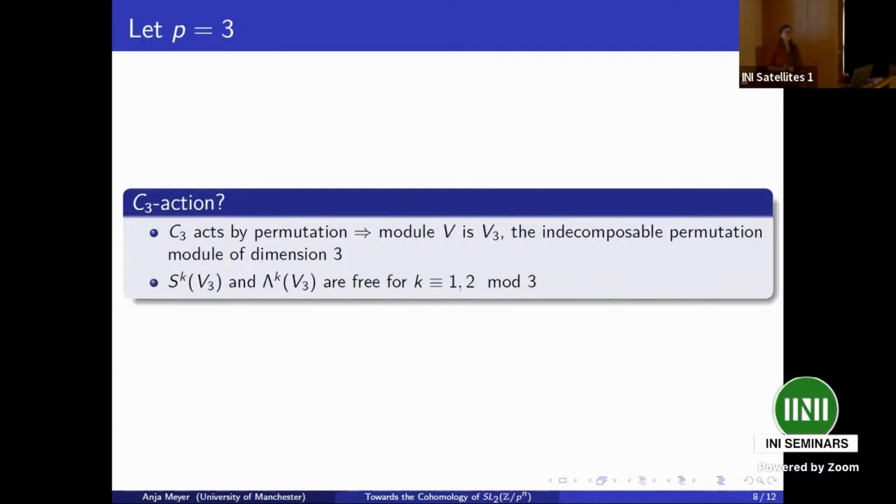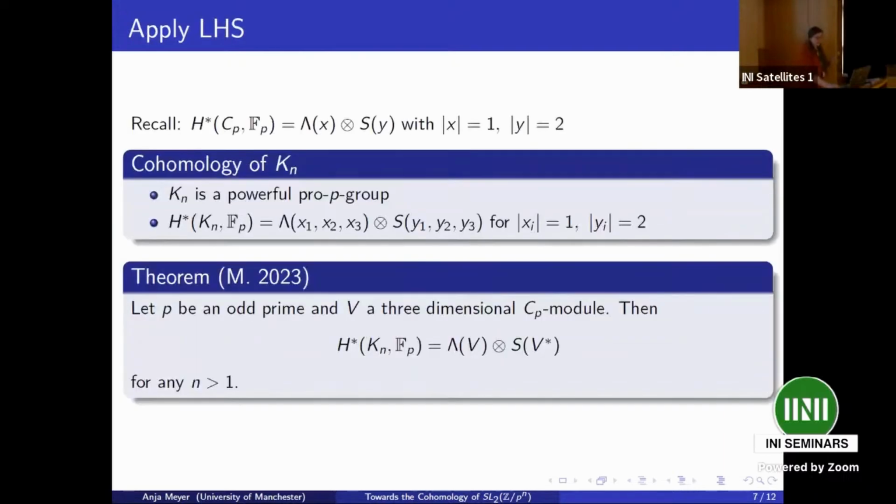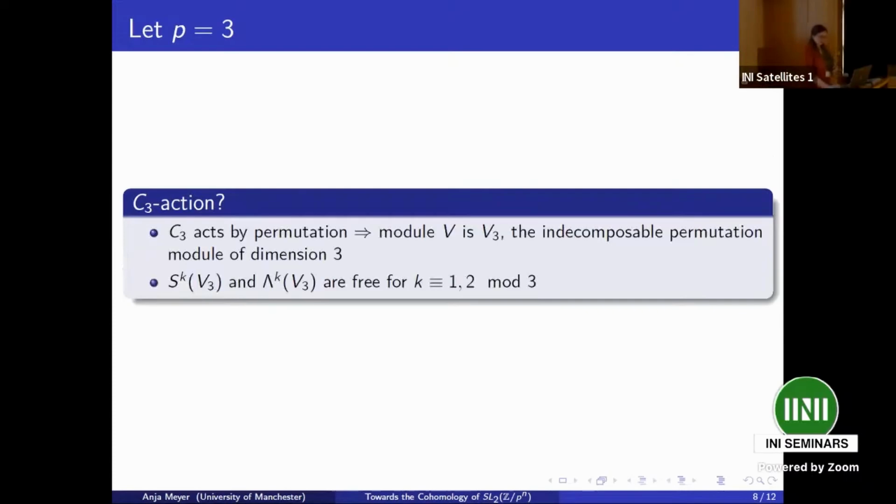So we have that C3 can be shown to act on V by permutation, which means that our module V is in fact V3, the indecomposable permutation module of dimension 3. It is self-dualizing. There exists only one of them, so we can say V rather than A. And it comes with our permutation action. So we have the permutation action enclosed both in the symmetric and in the exterior algebra. So, speaking of, we need to put it into our symmetric and into our exterior algebra.